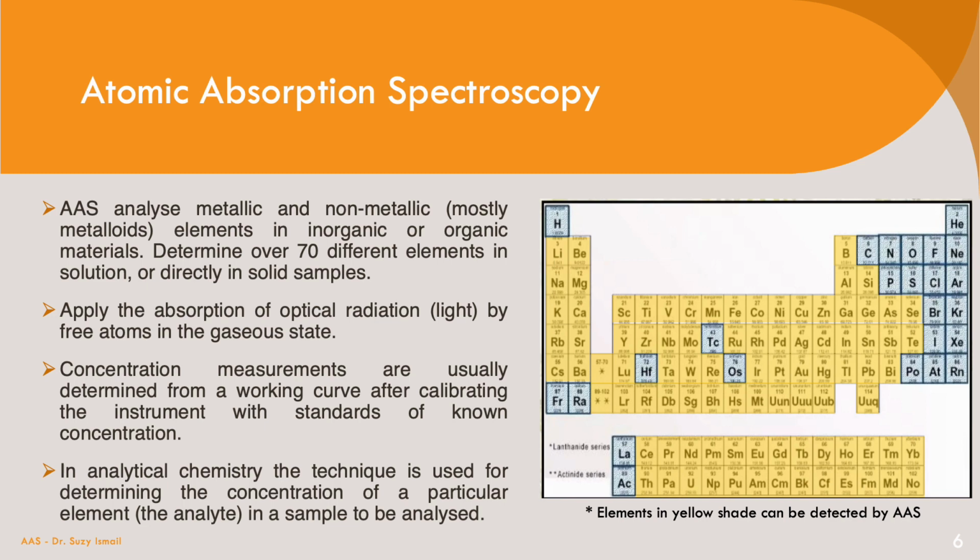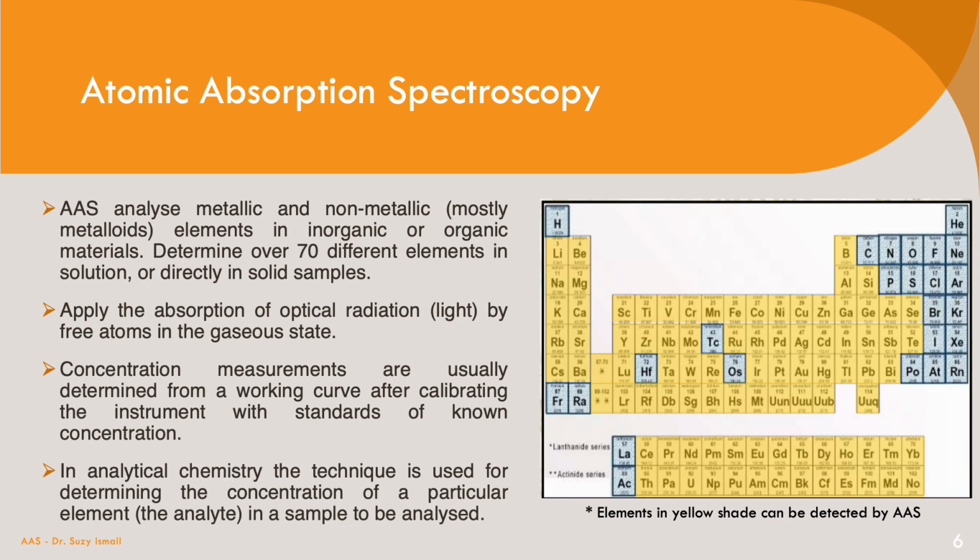So if you refer to the periodic table here, okay, more than 70 elements in yellow shaded. All right, I shade the periodic table in yellow. So those are actually elements that can be detected by AAS.